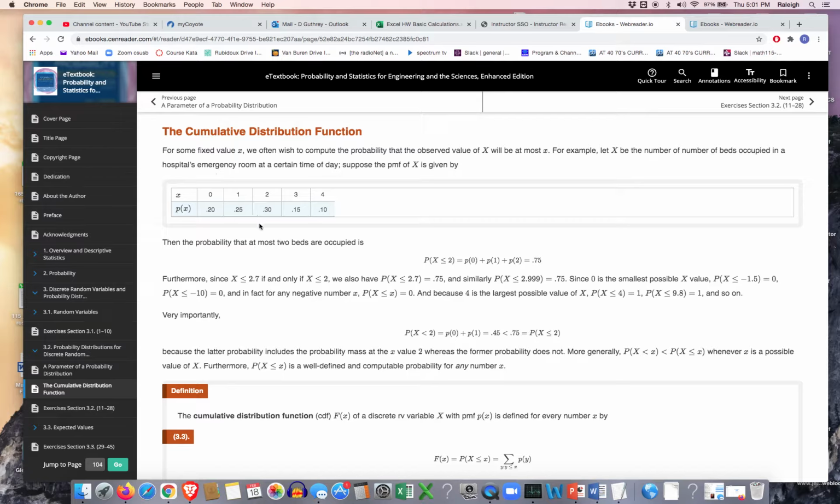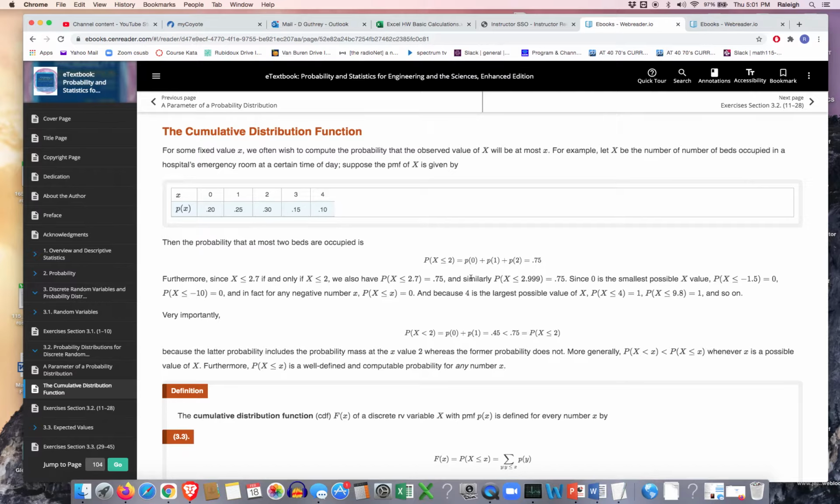Suppose we have a table which lets x range from 0 to 4 with various probabilities to go with it. It looks like for the number of beds occupied, the most popular one is 2 with a 30% chance. But then the probability that at most 2 beds are occupied would be x being less than or equal to 2, 2 being the maximum. You'd have to add up the 0 probability and the 1 and the 2 all together. It's an easy matter to add these first 3 numbers together to get 0.75.